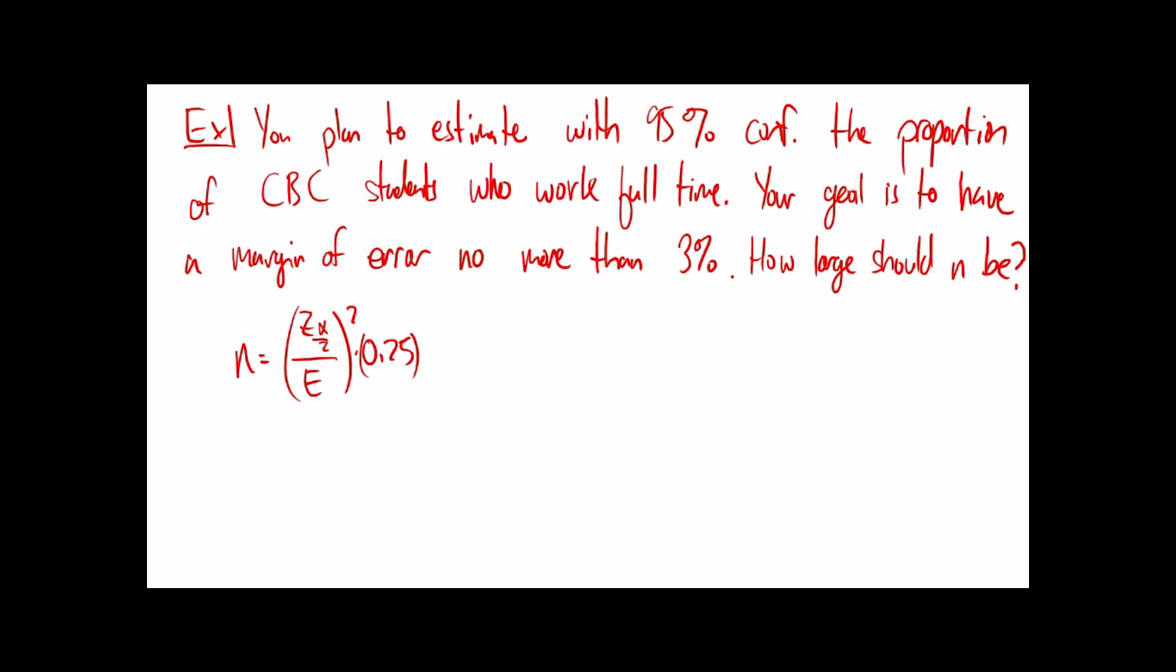So in this case, what's going to be our z alpha over 2? Yeah, that's based on our confidence. So it's going to be 1.96, right? That's the multiplier for 95% confidence. What's the error rate that we want? As a percent. We always deal with our proportions or percentages in decimal form, so it's going to be 0.03. That's going to end up being squared. And then we're going to multiply that by 0.25. So take 1.96 divided by 0.03, square that, multiply by 0.25, and what do you get?